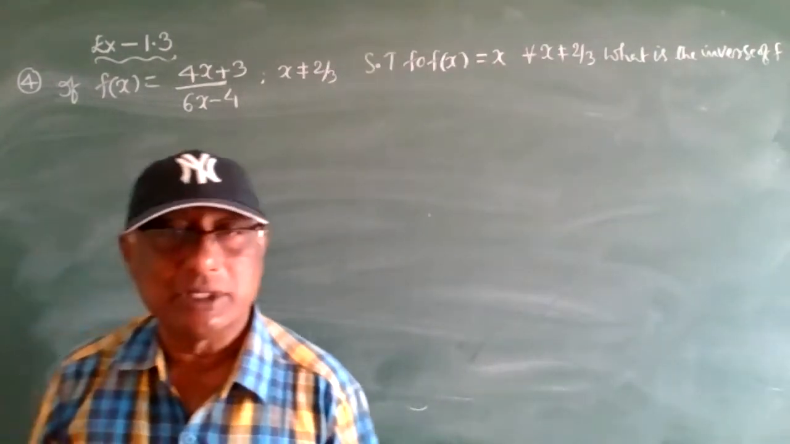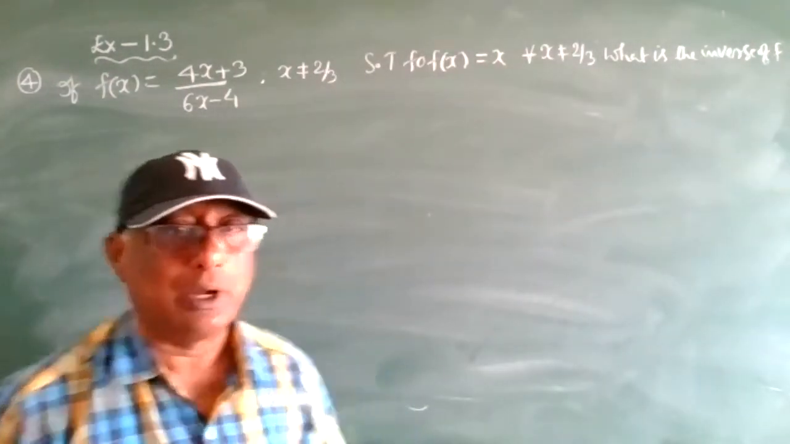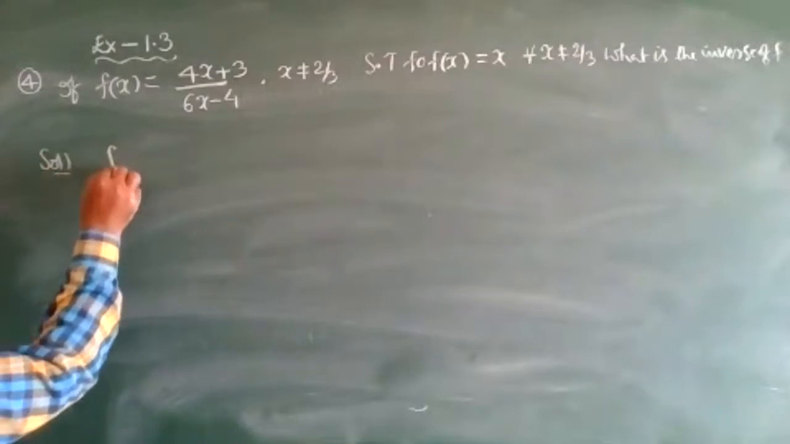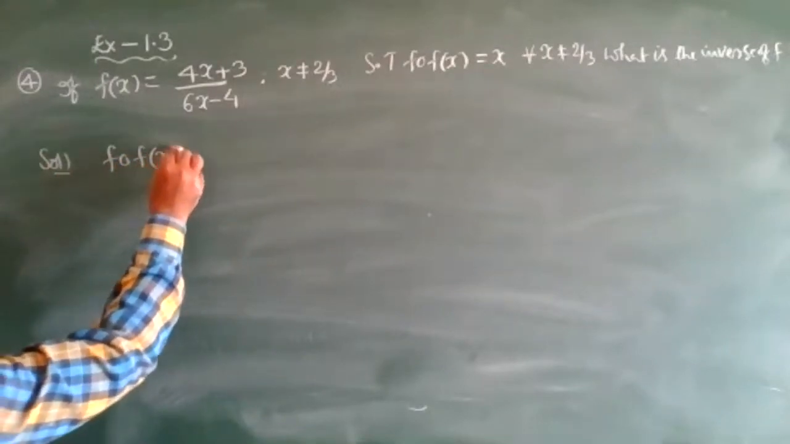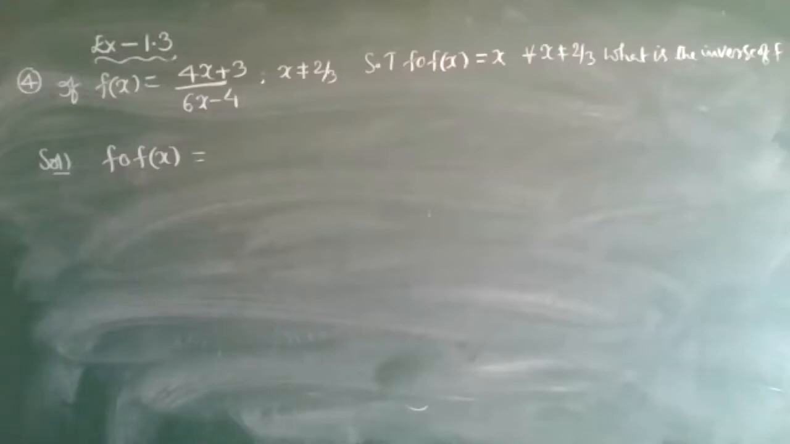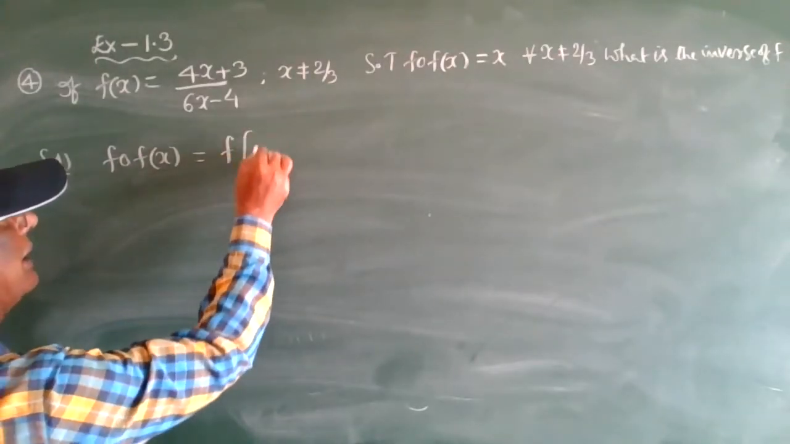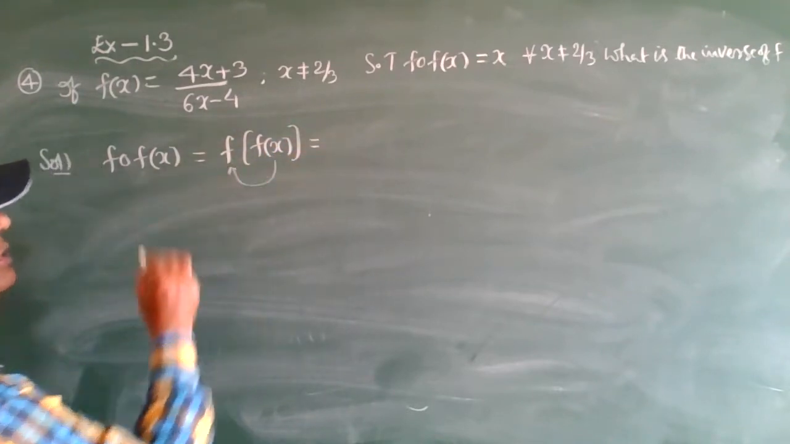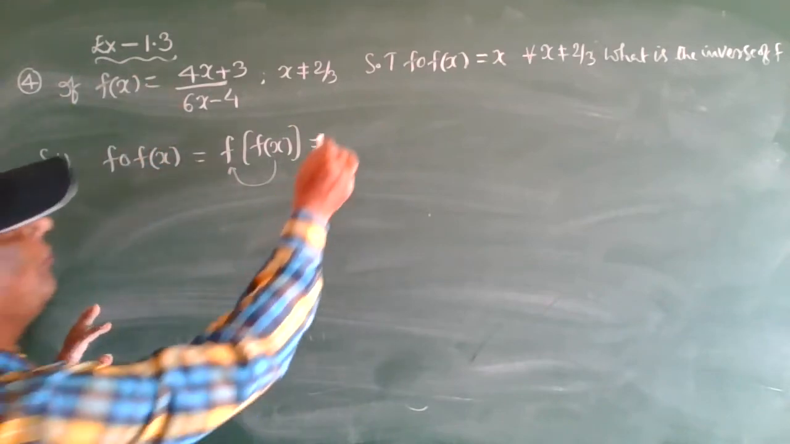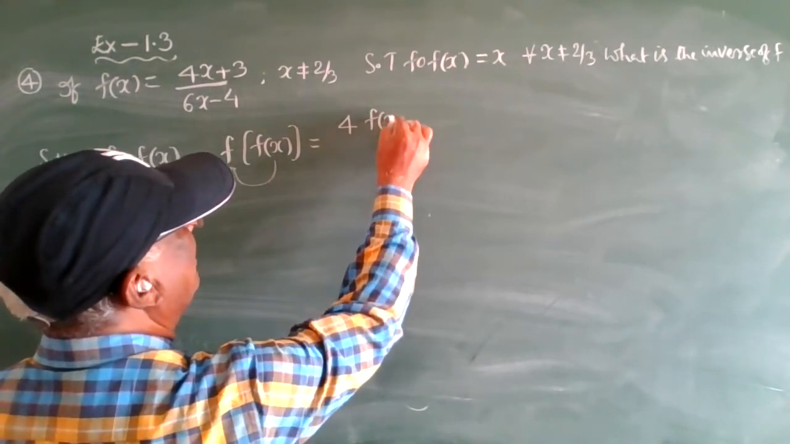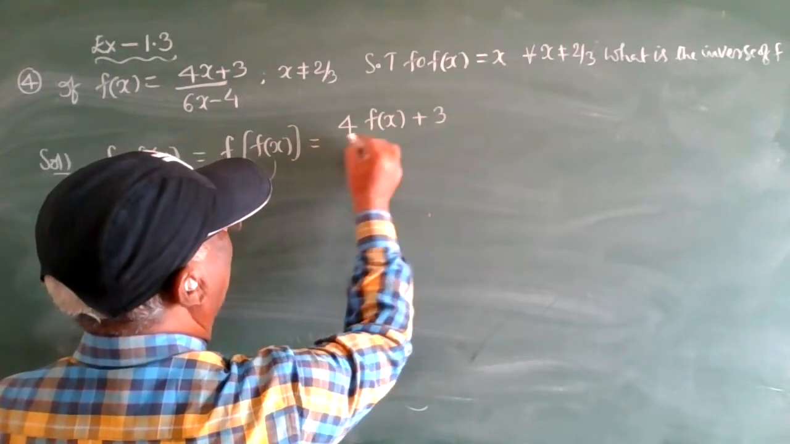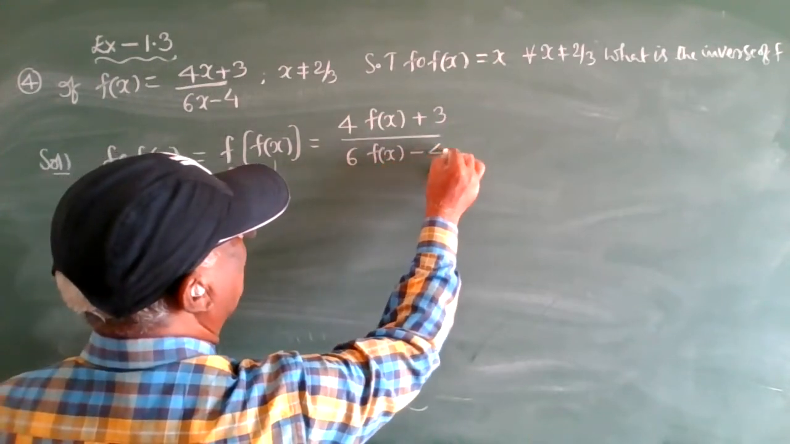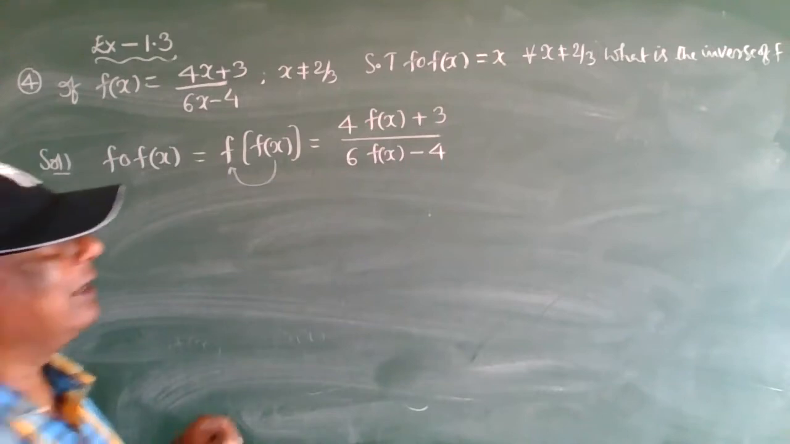Everyone see the problem. This is how I am going to do the problem. First one, f circle f at x is equal to f of f of x. f of x we substitute in f in place of x. 4 into f of x plus 3 upon 6 into f of x minus 4.